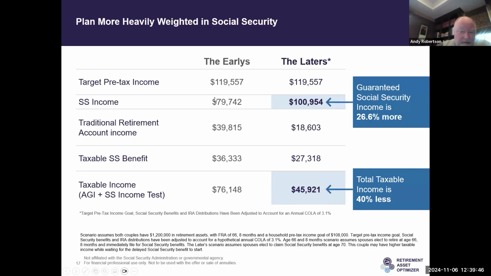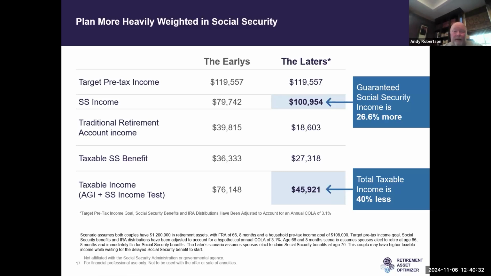And we're going to discover that out of the $79,742 in Social Security income, $36,000 of it is considered taxable. Add that to the fully taxable IRA distribution to close the gap, and the total taxable income for the earlies on 119 is $76,000. But for the laters, it's only 45, almost 46,000, 40% less. How can that be? Well, first and foremost, there's more Social Security income, so we need less fully taxable IRA income. We have almost 101,000 in Social Security income, and only 27,000 of it's taxable. When you add that to the 18,000 in IRA distributions to close the gap, we're only at 45,921. Well, how can that be?